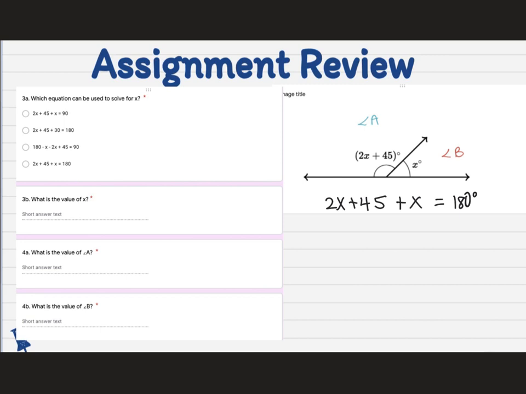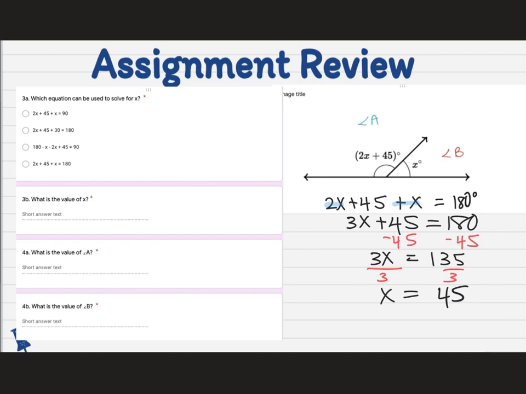And now I'm going to solve the equation. So my first step, I need to combine like terms. So I can put the x's together. So 2x plus x gives me 3x plus 45 equals 180. Now I need to subtract 45 from both sides. And then that's going to leave me with 3x equals 135. And then my last step, I'm going to divide both sides by 3. And that's going to leave me with x equals 45.